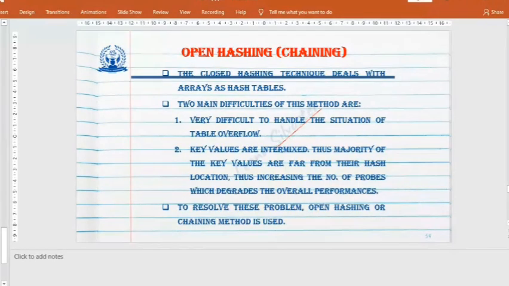Actually, closed means the hash table is considered as circular. That means after the last position we have to search the first position. Open hashing means it is like a linear array only. After the last location we cannot search the first location. That's the difference between open hashing and closed hashing.